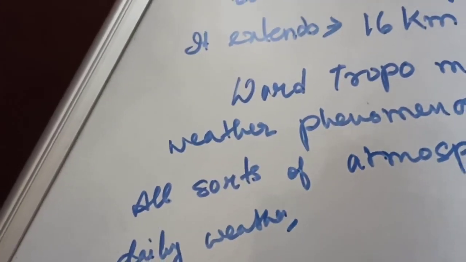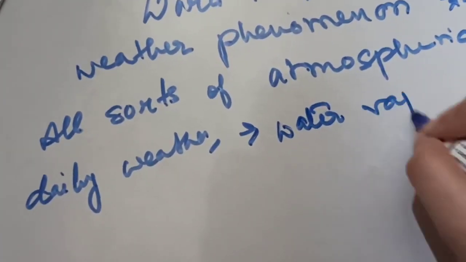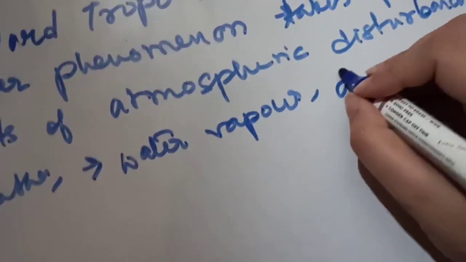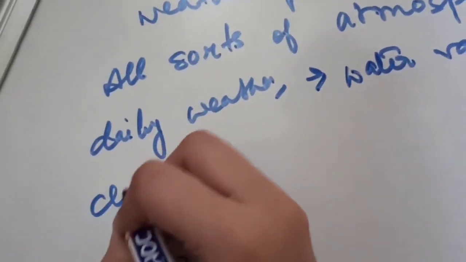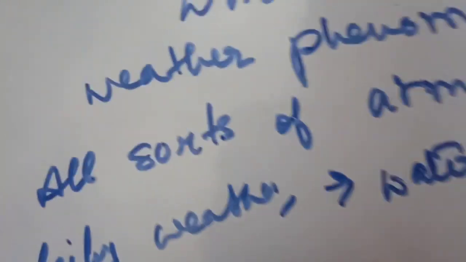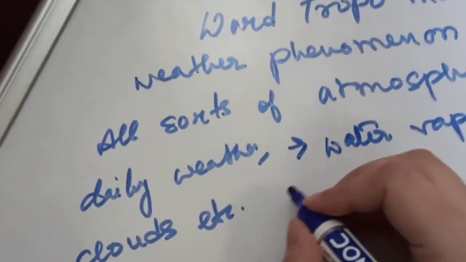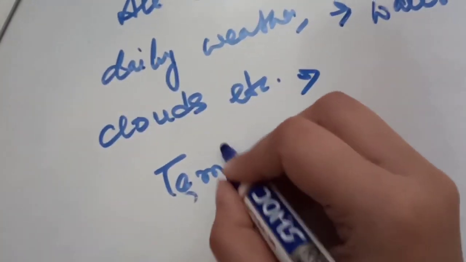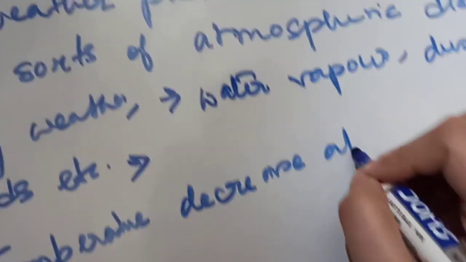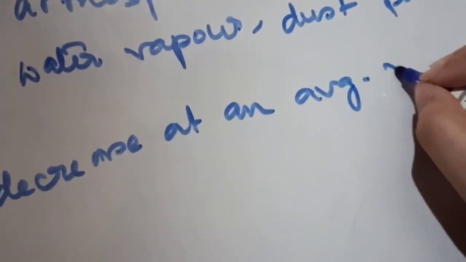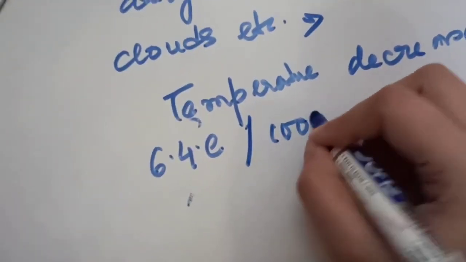This layer contains water vapor, dust particles, clouds, etc. In this troposphere layer the temperature decreases at an average rate of 6.4 degrees Celsius per 1000 meters.